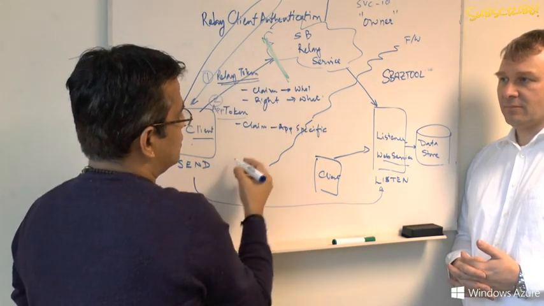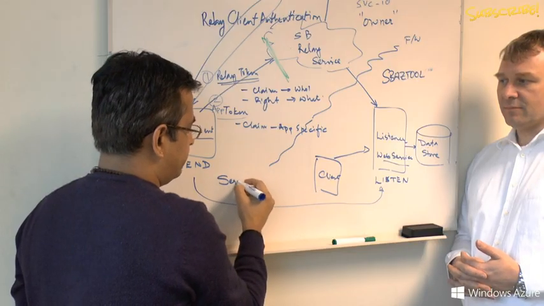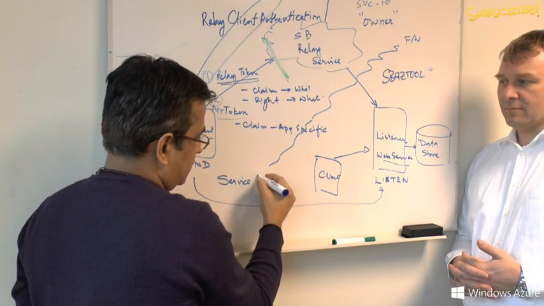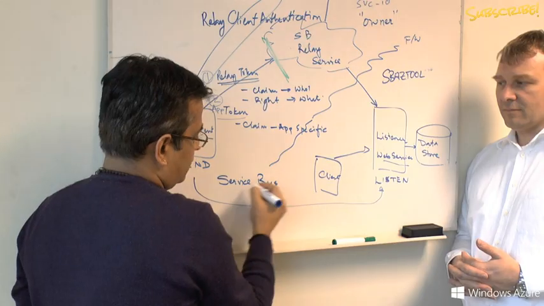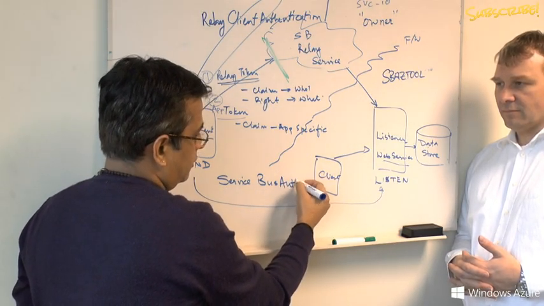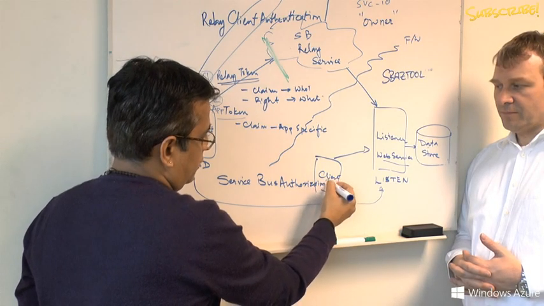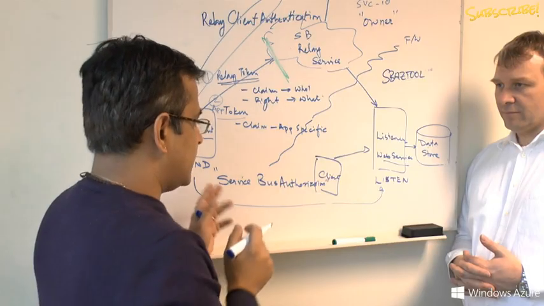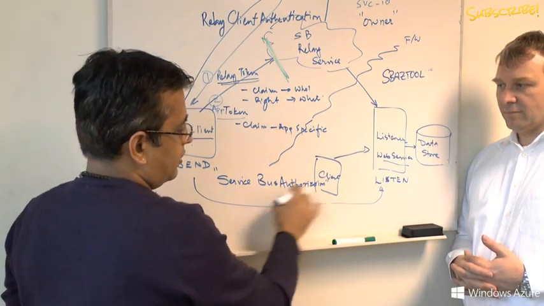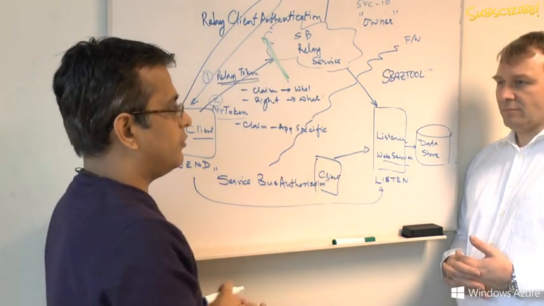So the relay token can go over a custom HTTP header called the Service Bus Authorization header, where S, B, and A are capital. Service Bus Authorization is the name of the header, and you can actually send the relay token as part of this header in the same format that is supported for ACS.